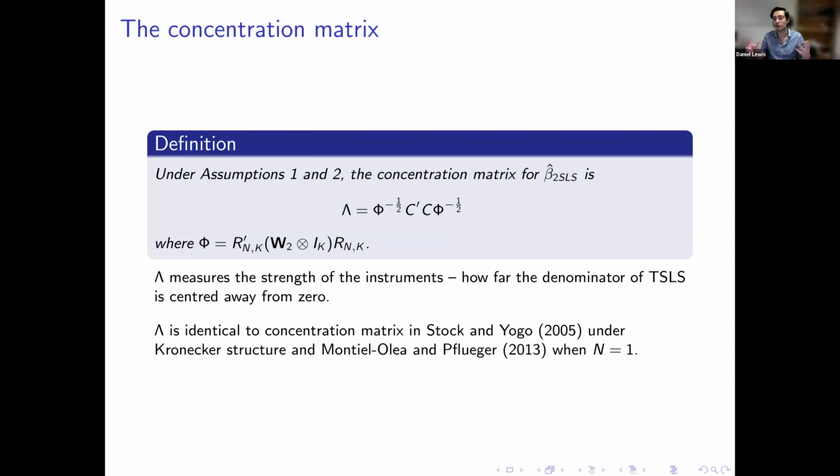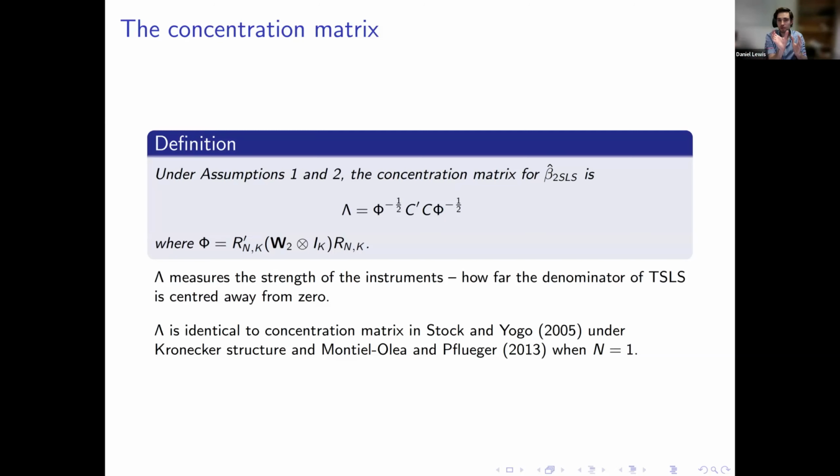Now, for those of you familiar with this literature, we can define what the concentration matrix is in this setting. And this is going to have a relatively familiar structure. For those of you less familiar, lambda, which is our notation for the concentration matrix, is a quantitative measure of the strength of the instruments. More formally, it's how far the denominator of the two-stage least squares estimator is centered away from zero.